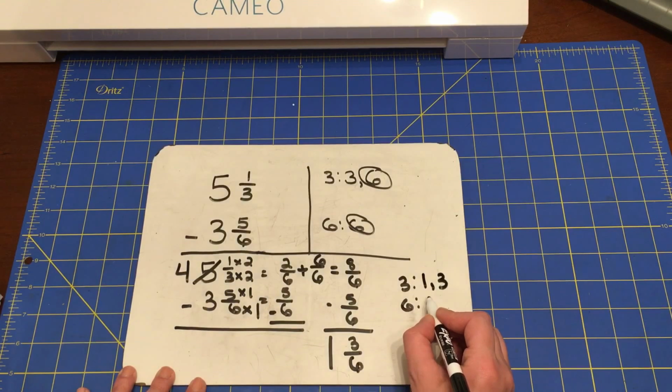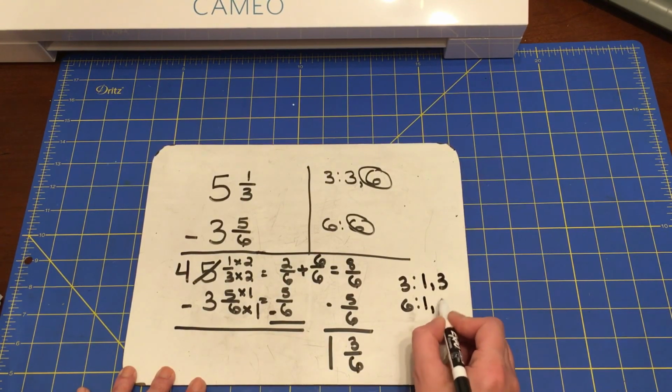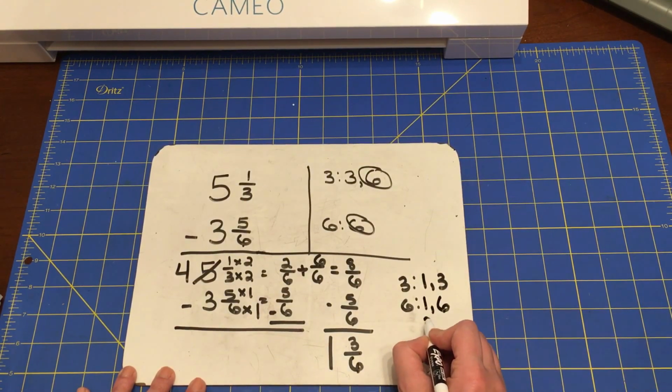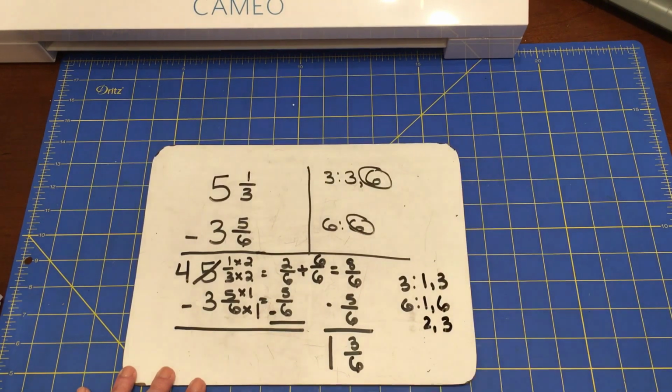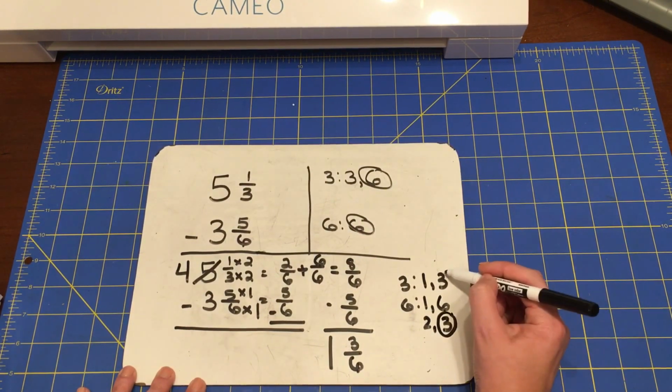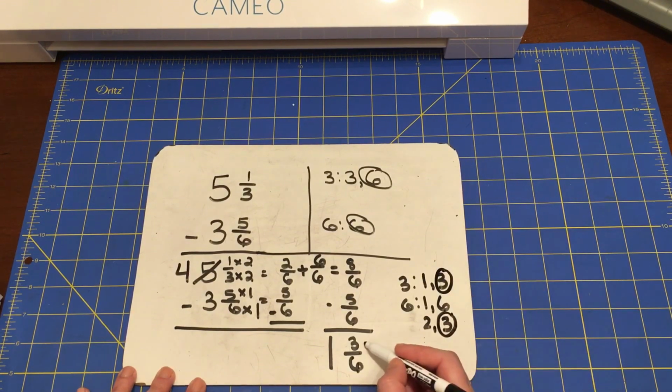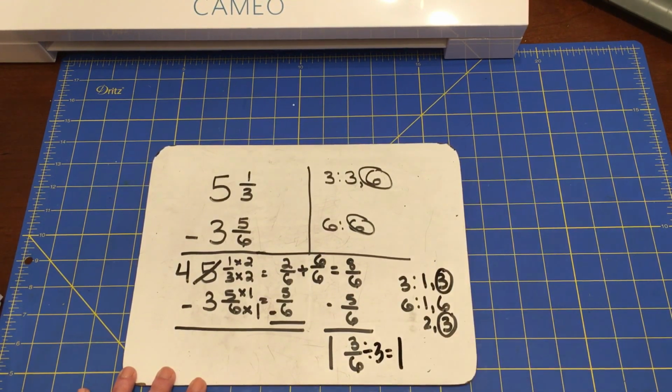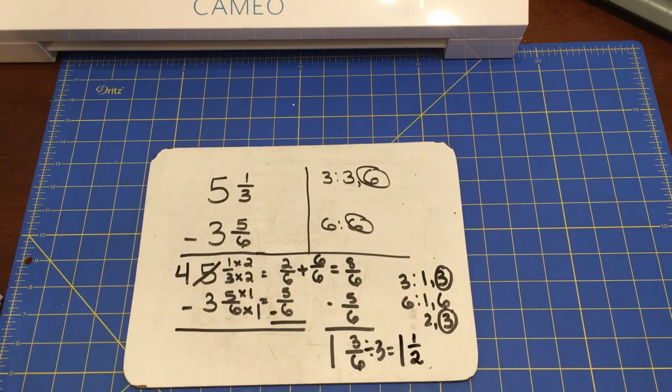So now I have to think of my factors of 6. So I know 1 times 6 is 6. I know 2 times 3 is 6. And when I look here, the biggest number they both have in common is 3. So I'm going to divide both of these by 3. I'll leave my whole number the same. And 3 divided by 3 is 1, and 6 divided by 3 is 2. So my answer, simplified and regrouping all of that, is 1 and 1/2.